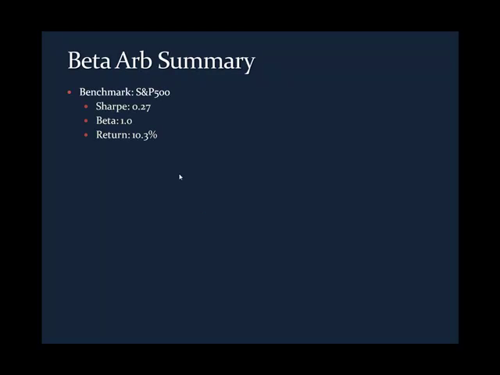The beta arb summary: if your benchmark is the S&P 500, that had a Sharpe of 0.27 over the '62 to 2008 period. And the beta was 1.0 by definition, the return 10.3% annualized. For retail investors, a beta 1.0 portfolio, that is my trimmed beta 1.0 portfolio, where you just take the stocks that are closest to a beta of 1 and exclude the high beta stocks, you actually can increase your Sharpe and have the same beta.